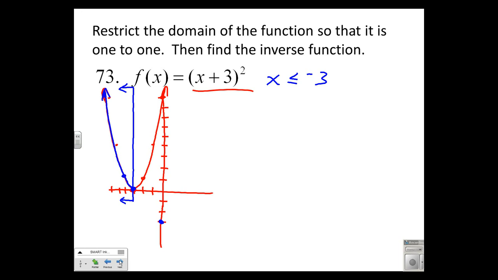And (-4, 1) would become (1, -4). And (-5, 4) would become (4, -5), and so on. And our graph would look like this.